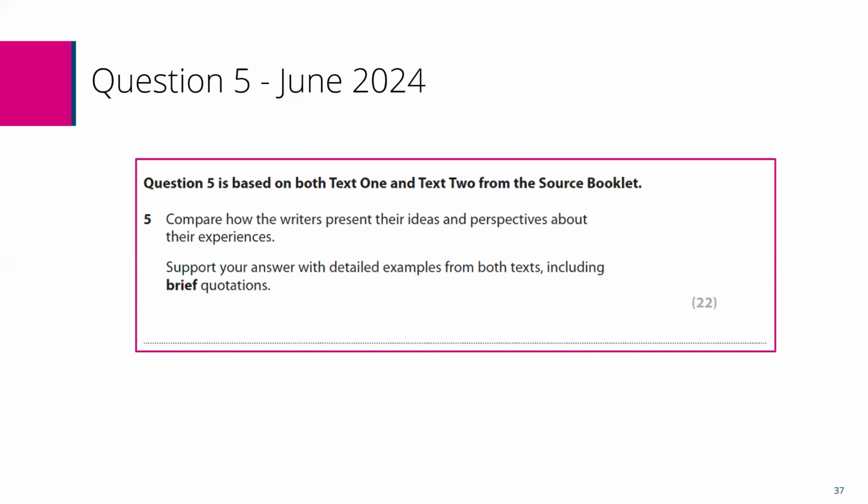was this. And obviously now they're working with the unseen text and the anthology text. So question 5 is based on both text 1 and text 2 from the source booklet. Compare how the writers present their ideas and perspectives about their experiences. Support your answer with detailed examples from both texts, including brief quotations. So that was what they were asked to do for this question.